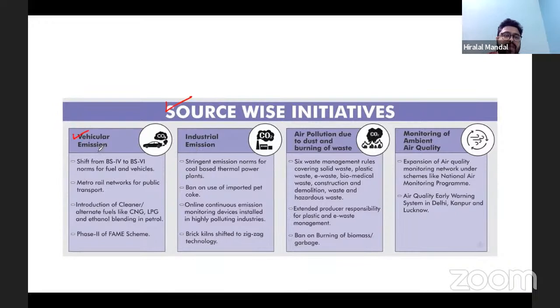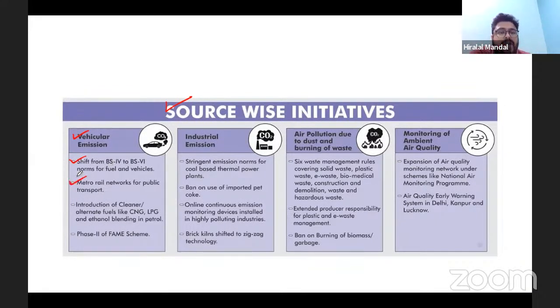In terms of vehicular emission, we have already shifted from BS4 to BS6 without even going to BS5. BS is a standard, a standard for car pollution. So vehicle pollution is where we have made the change.